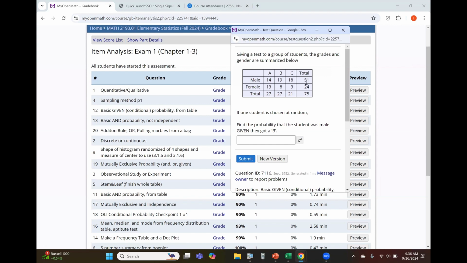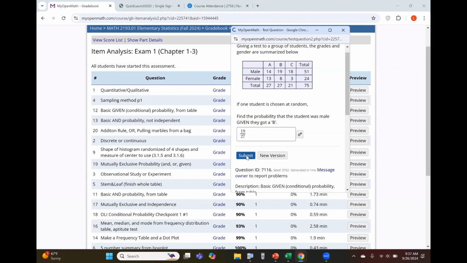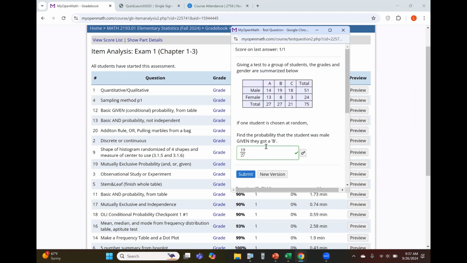Oh, I can't read. Oh gosh, 51 were male. Let's probably say, oh wait, they were male given they got a B. Okay, I was right the first time. It's 19 over 27, because we're interested in the people who got Bs, and of those people who got Bs, how many of them were male? So is that 19 over 27? So in the case of a conditional probability, whatever the given is, given that they got a B, that reduces the sample space to just the number of people who got Bs. Okay?